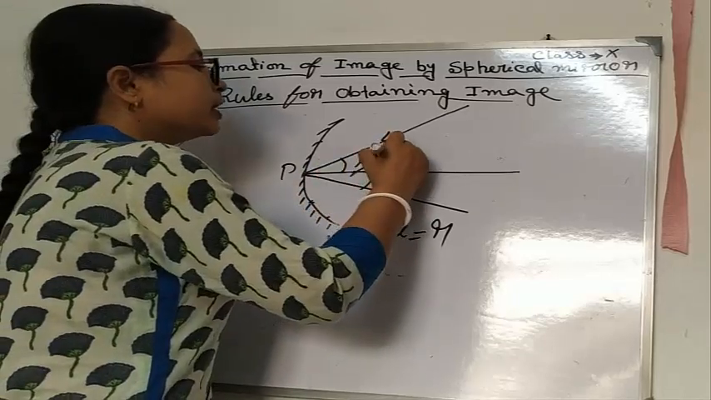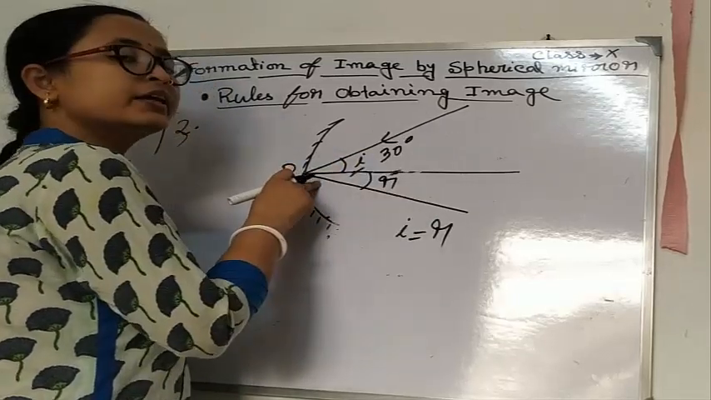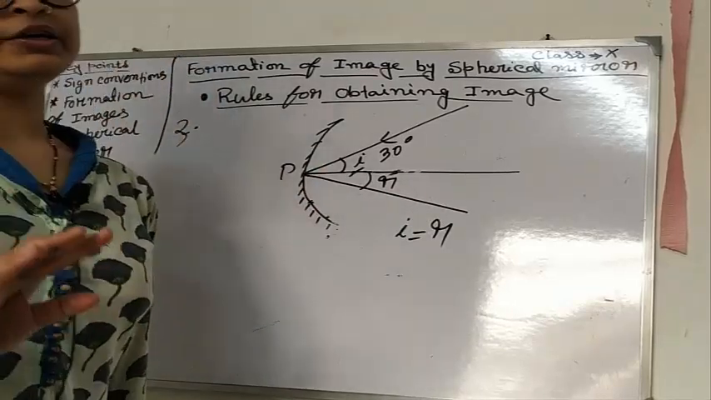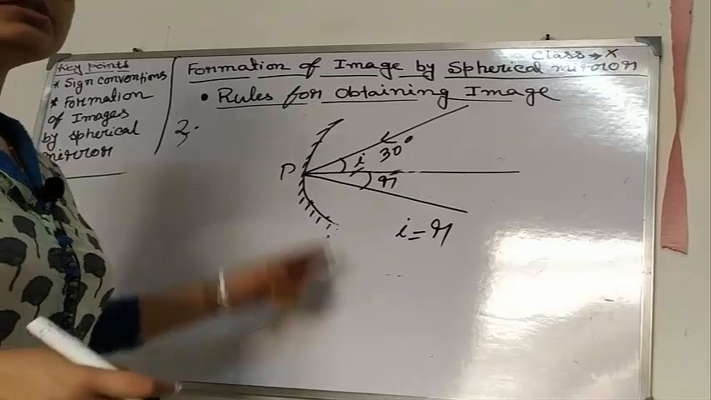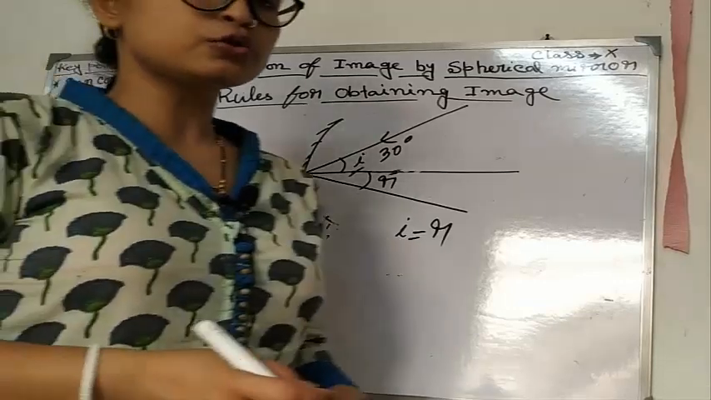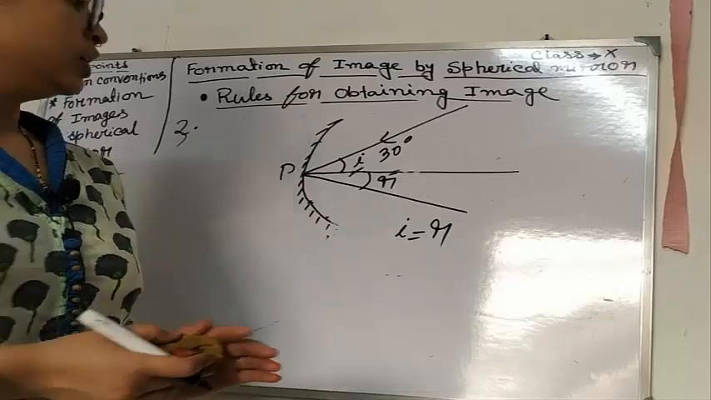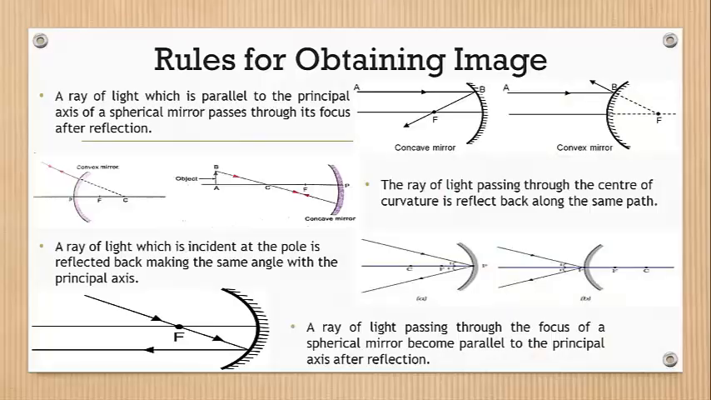For example, if it is incident at a 30-degree angle with the pole, then it will reflect back also with a 30-degree angle. So these are the rules. This is followed for convex mirror also. So these are the rules for obtaining the image. Now let us learn about the formation of image. These are the main three rules we have learned. Just take a screenshot of this note.